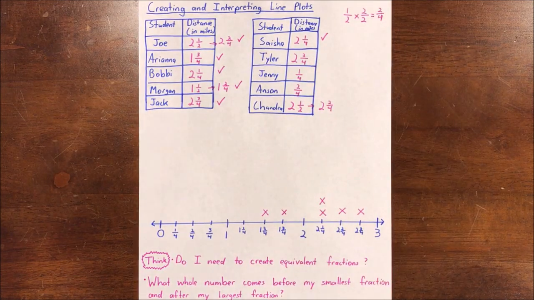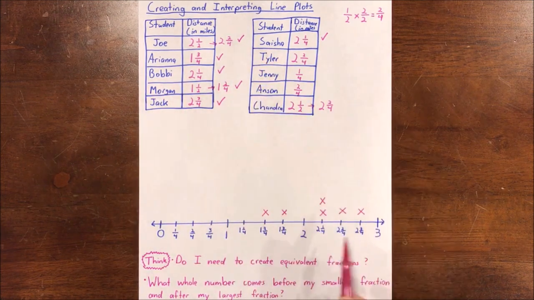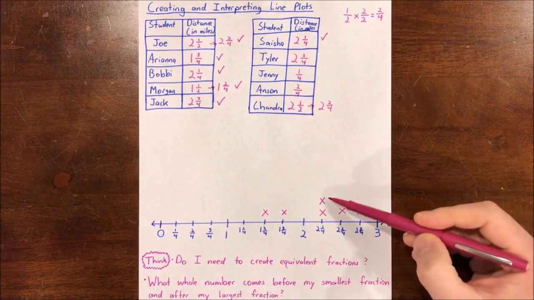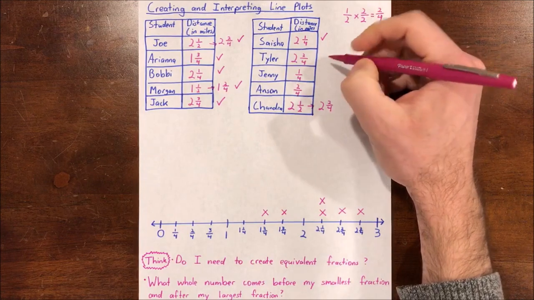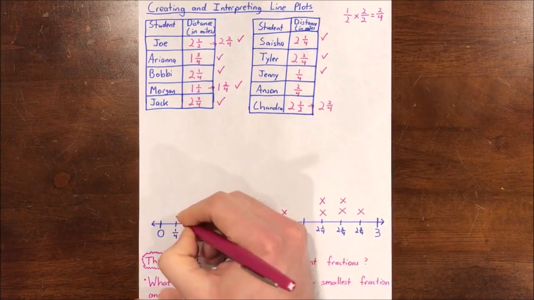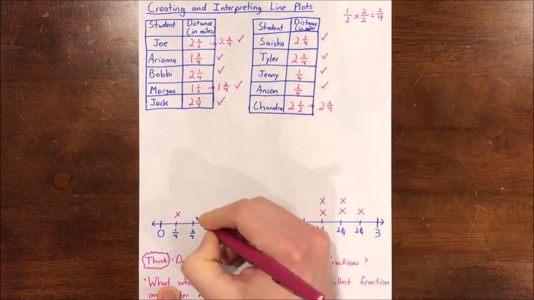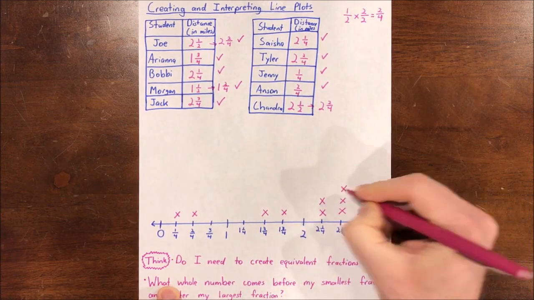When we have more than one data point for a measurement, like we do for 2 1/4, we just stack it right on top. This shows me now that 2 people ran 2 1/4 miles. We can see that right in our table. Both Bobby and Saisha were at 2 1/4, so it makes sense we'd have 2 X's there. Okay, let's finish up our line plot. So 2 2/4, 1/4, 2/4, and then this 2.5 is again 2 2/4.